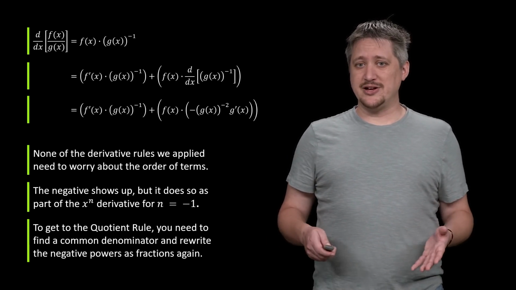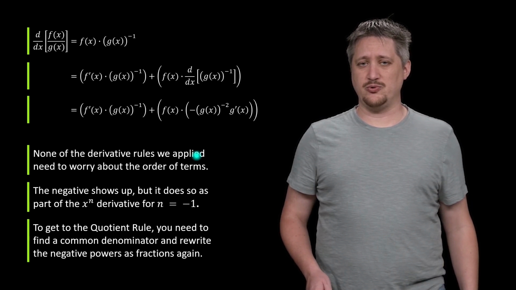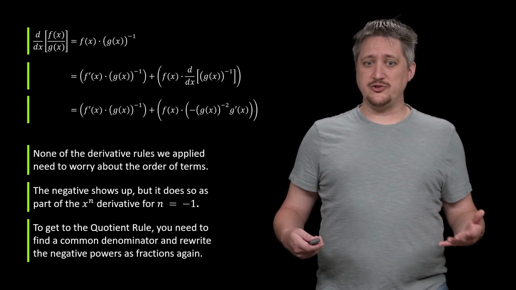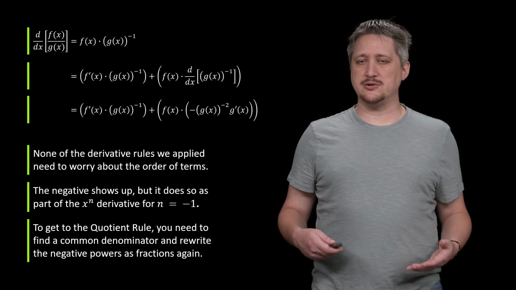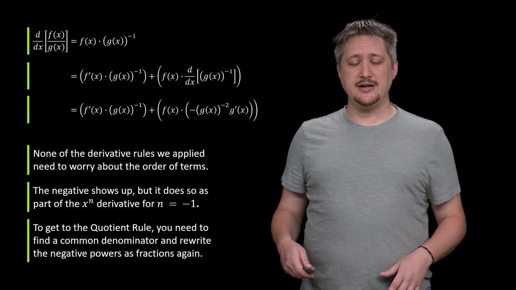Finally, to actually get the quotient rule, because admittedly this right here looks nothing like the quotient rule that we're familiar with, there is a little bit more work that we can do. So we can find a common denominator and rewrite the negative powers as fractions and put it together. So I'll do that part in just a second.